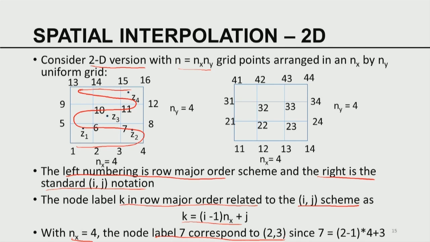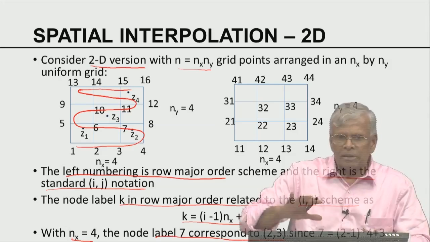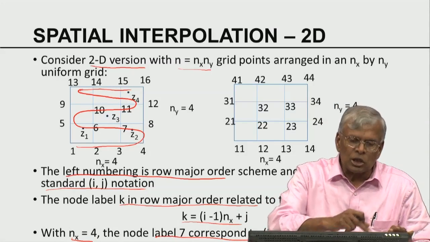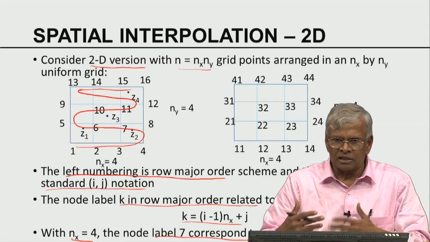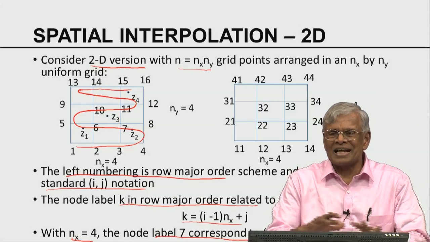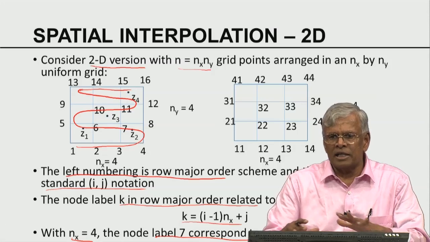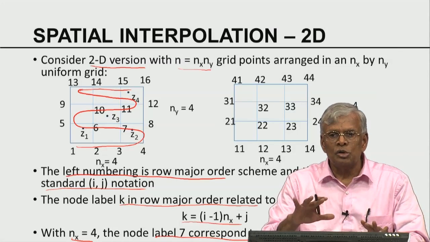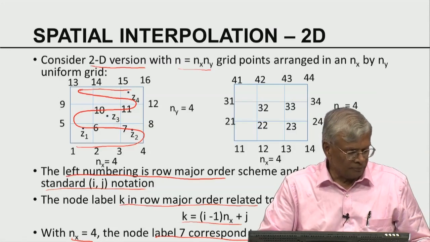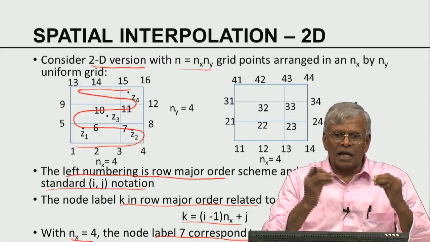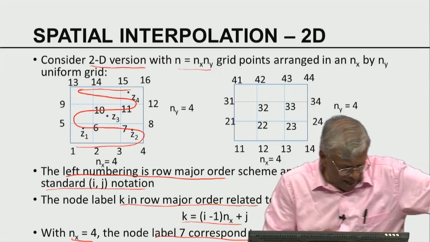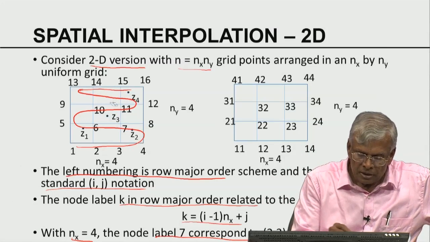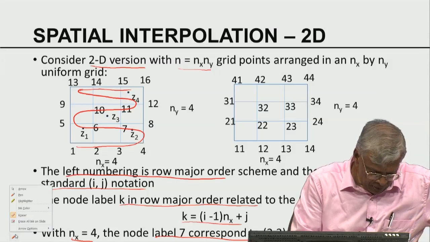So you can think of the two dimensional grid labeled in two different ways, row major order. You can use column major order too, we will get a similar formula. So you can see there are several ways of numbering, and for each way of numbering we need to know the relation. I have related two distinct ways of numbering. So I have now the number of unknowns. The number of unknowns are 16.